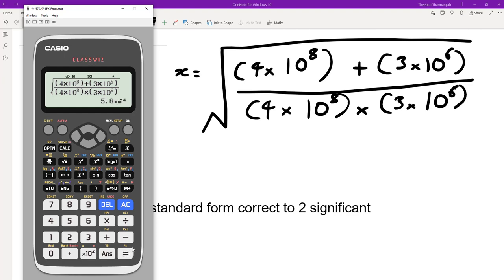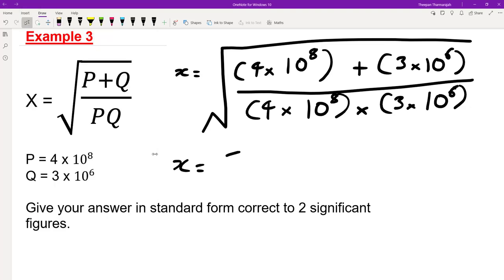Now I can press equals and I get 5.8 times 10 to the power of minus 4. So x equals 5.8 times 10 to the power of minus 4.